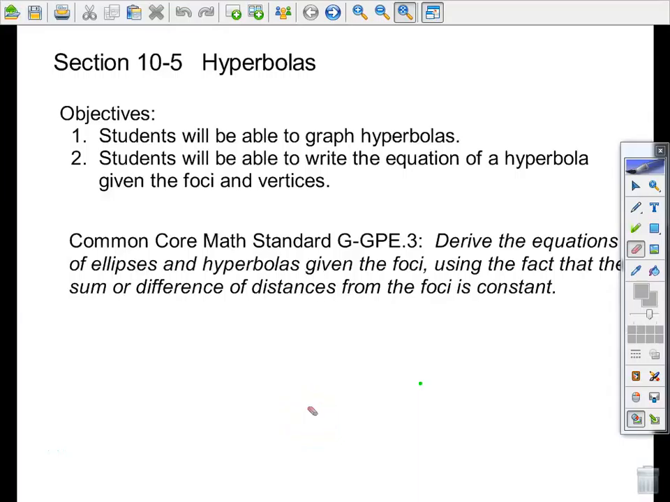All right, section 10.5, we are talking about the last of the four conic sections. We'll be dealing with hyperbolas, and I want you to leave today with the ability really to do two things. I want you to be able to take the equation of a hyperbola and sketch the graph, including the foci, and then I want you to be able to take information about the hyperbola, like foci and vertices, and then write the equation.